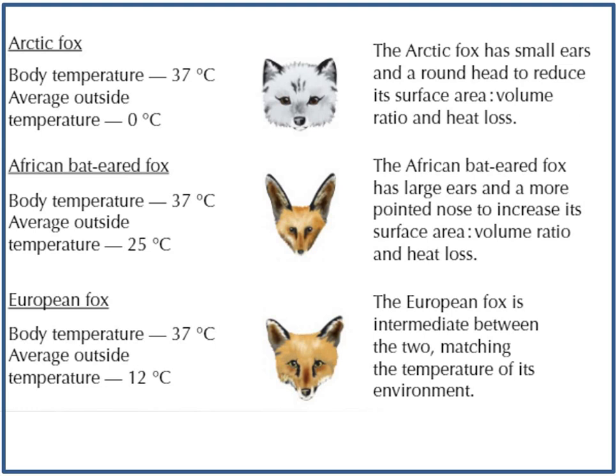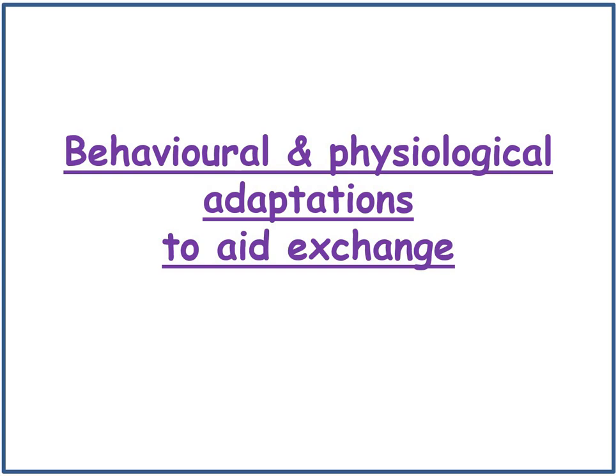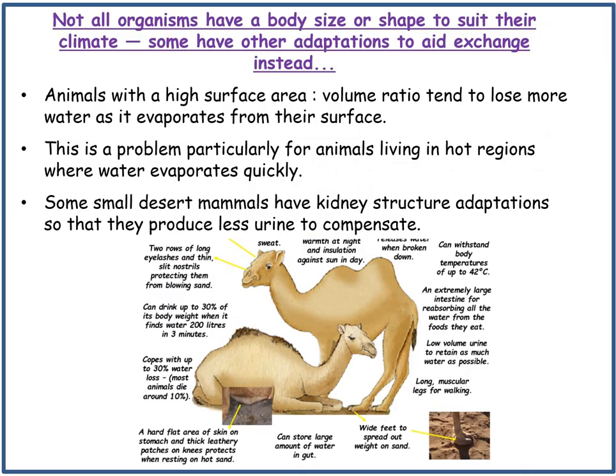There are also some behavioural or physiological adaptations that organisms can have. So animals with a large surface area to volume ratio lose more water because it evaporates from their surface. So animals living in hot regions where water evaporates quickly may have kidneys which adapt their urine so that it is more concentrated. So actually camels have urine like treacle so that they conserve the water.